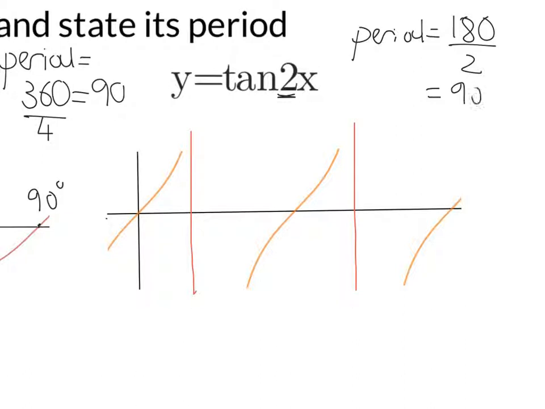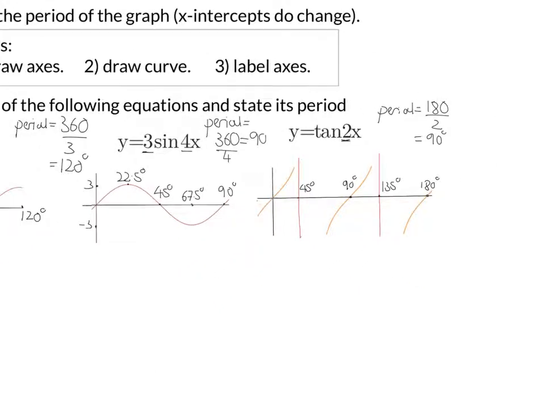So the new period is 90 degrees. So in this case, where it first repeats itself, it's going to be at 90 degrees. So the second time it repeats itself, it's going to be 180 degrees. Its first asymptote is normally at 90 degrees, so divide that by 2, so that becomes 45 degrees. Second one is at 270, so that's 135 degrees. So there we go, there are all our curves now nicely labelled.